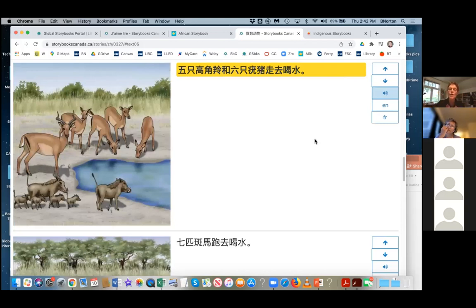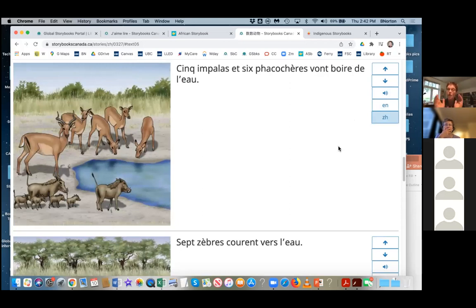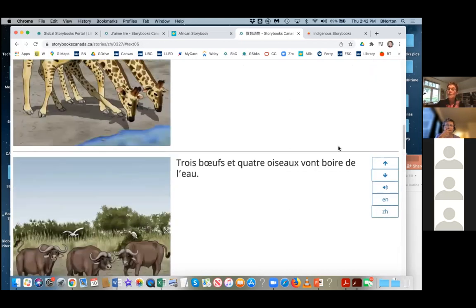Okay, I'm going to stop there because I think you see the power of the audio. But what does this actually mean? You can, of course, toggle to English: 5 impalas and 6 warthogs are walking to the water. And of course, one can also read the same in French. So obviously, it is very powerful that you can toggle between different languages.